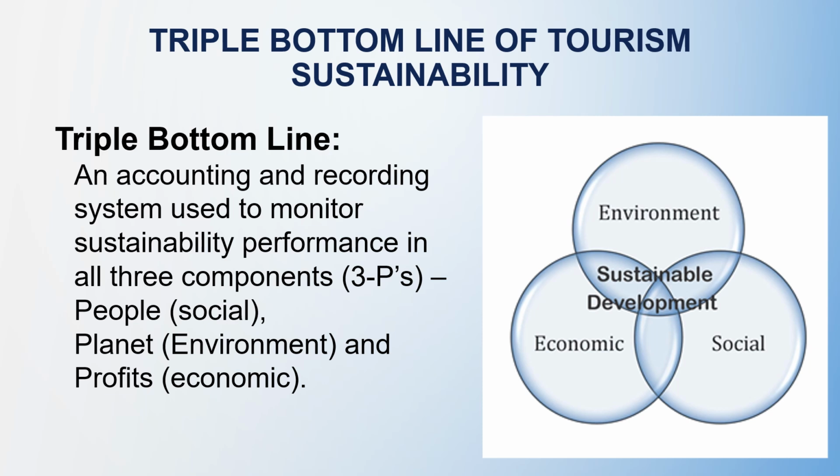The triple bottom line is an accounting and recording system used to monitor our performance in the area of sustainability in what's known as the 3 Ps: people, planet, and profits. So we look at what the social impacts are, how it's going to affect people, the environmental impacts or the impacts on the planet, and the economic impacts, how it impacts profits. Because after all, this is a business and they must make some profit to survive.